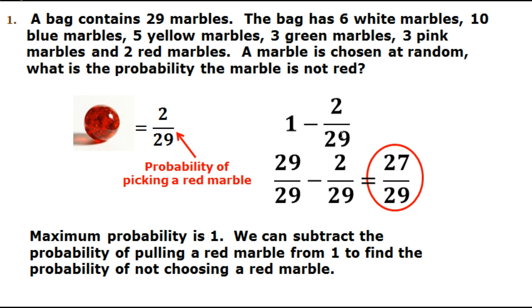A similar example is if I were to ask you, if you had a standard deck of 52 cards, what's the probability you're not going to choose a king? Well, there are 4 kings in a deck, so we're going to go 52 minus 4 gives me 48. 48 over 52 would be our probability that we're not going to get a king. We could have gone 1 minus 4 over 52. And that would give us the same thing, 48 over 52.